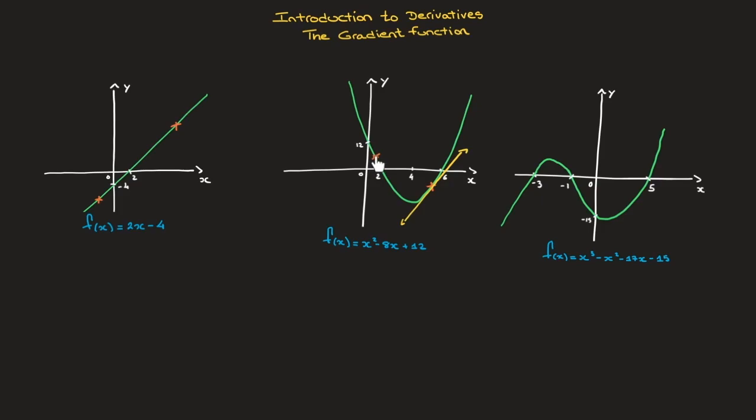Similarly, at this point here, the gradient of the curve will be equal to the gradient of the tangent at that point. So that would be this pink line I'm drawing right now. There we go. Now looking at these two tangents, it's very clear they don't have the same gradient. And so the whole idea behind differentiation and finding the derivative of a function is to provide us with a way of finding the gradient or slope of any tangent line to the curve at any point along its length.